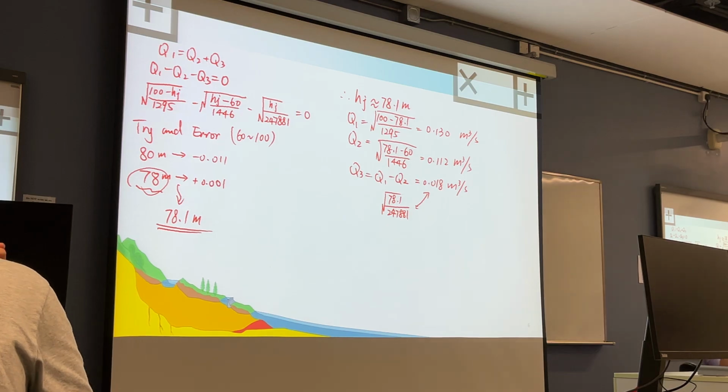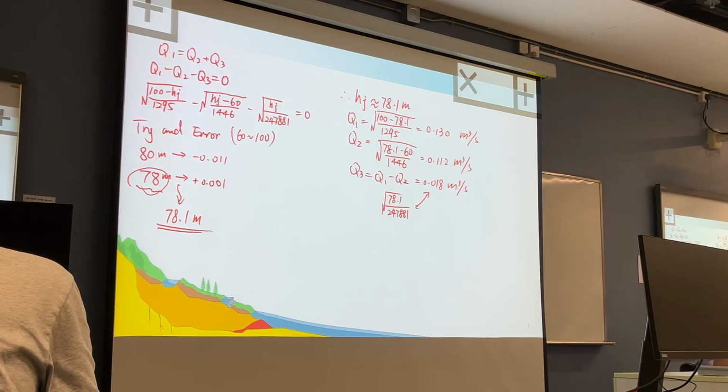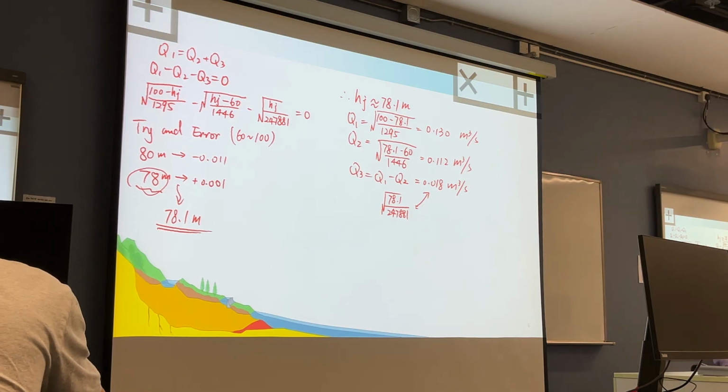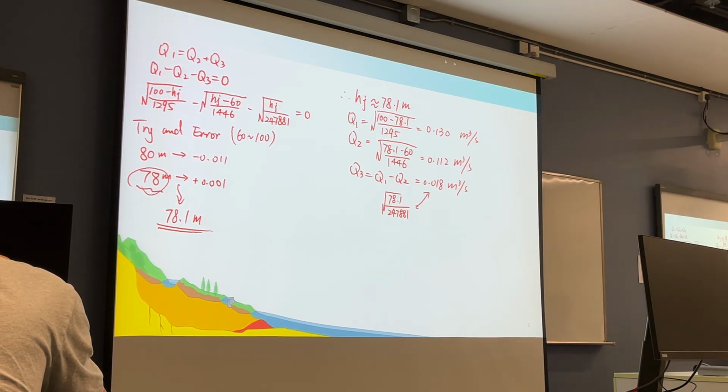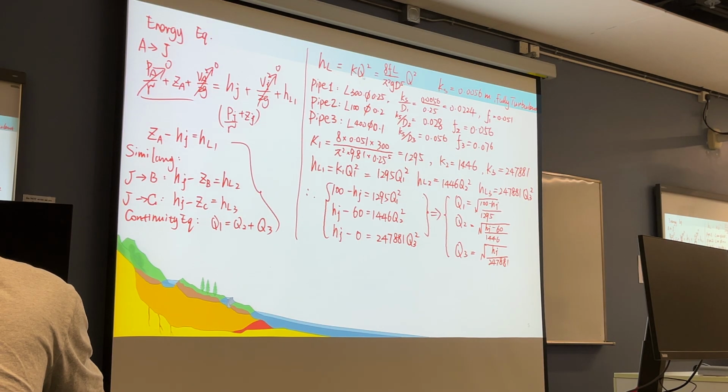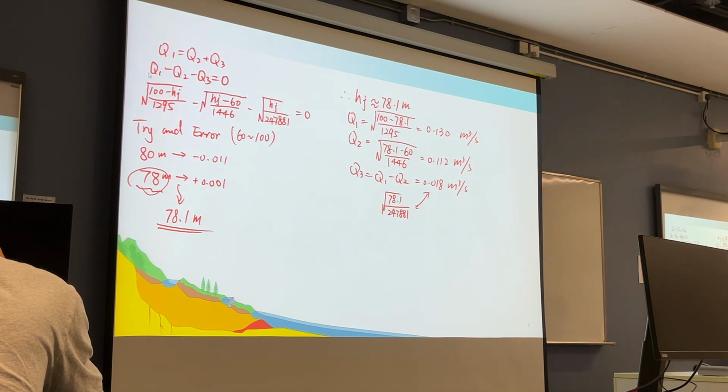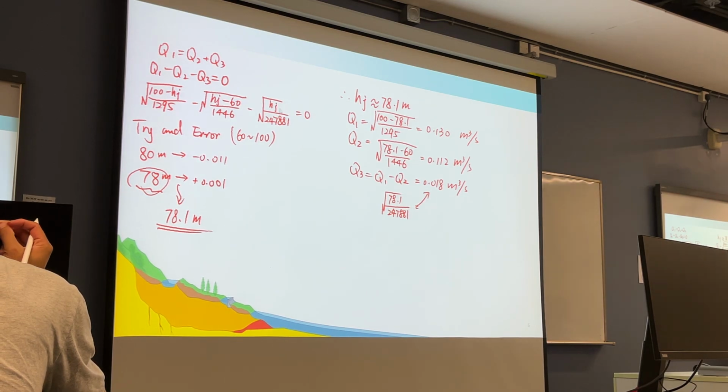So that this is a branching pipe system. You will just write the energy equation between the reservoirs and the junction, okay, following the flow direction. And then you will finally solve for the Q by using the Q to represent the head loss, okay? And then solve for the Q and put them into the continuity equation, try and error to solve the junction head, and then work out the corresponding discharge for each pipe. So this is the solution for the question 3.